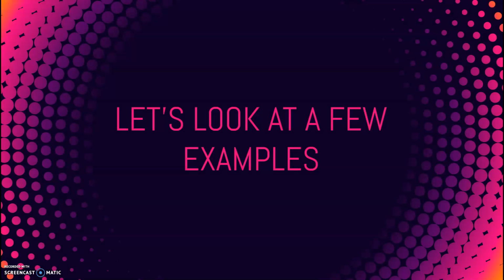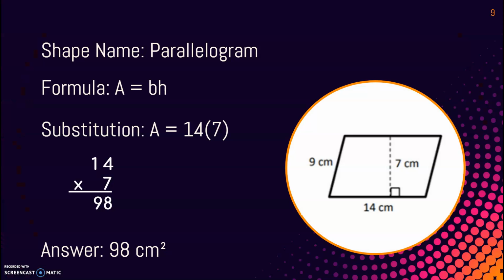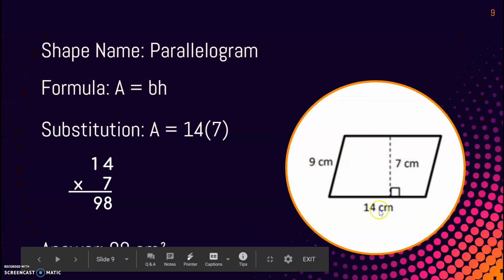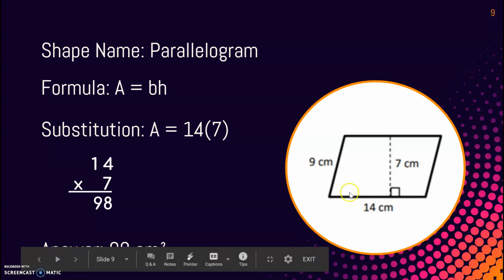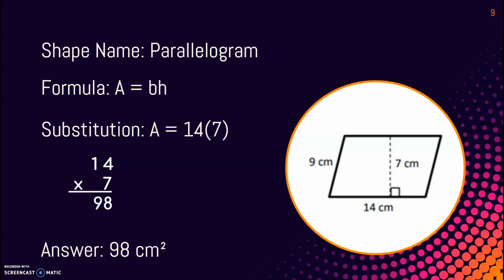So let's take a look at a few examples. Now remember, this shape is a parallelogram. So our formula for area is going to be area equals base times height. When we substitute in our lengths, we know that 14 is our base. It's down here at the bottom. Our height is 7. 14 times 7 will give us 98. So then the answer is 98 centimeters squared. Don't forget, area is always squared.